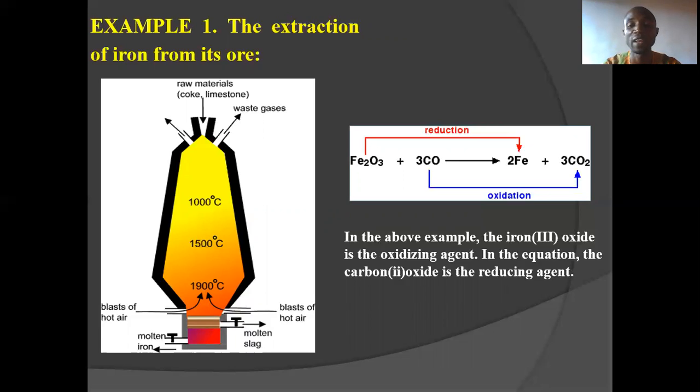So in that above example, we can see that iron oxide is acting as an oxidizing agent. Why? Because it has oxygen on it. It has the ability to add oxygen to another one, while the carbon II oxide is the reducing agent because it's the one that will receive the oxygen from another one.